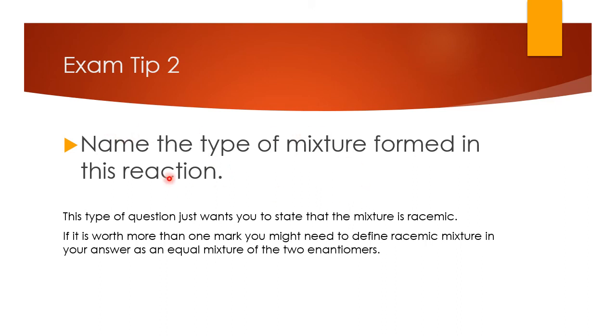Name the type of mixture. That's another typical exam question. So the type of mixture is just to say it's racemic. Just watch out for the number of lines in the question or the number of marks. If it's worth more than 1 mark or there's more than 1 line available, perhaps you need to say that a racemic mixture is an equal mixture of the 2 enantiomers, a 50-50 mix of the 2 enantiomers.